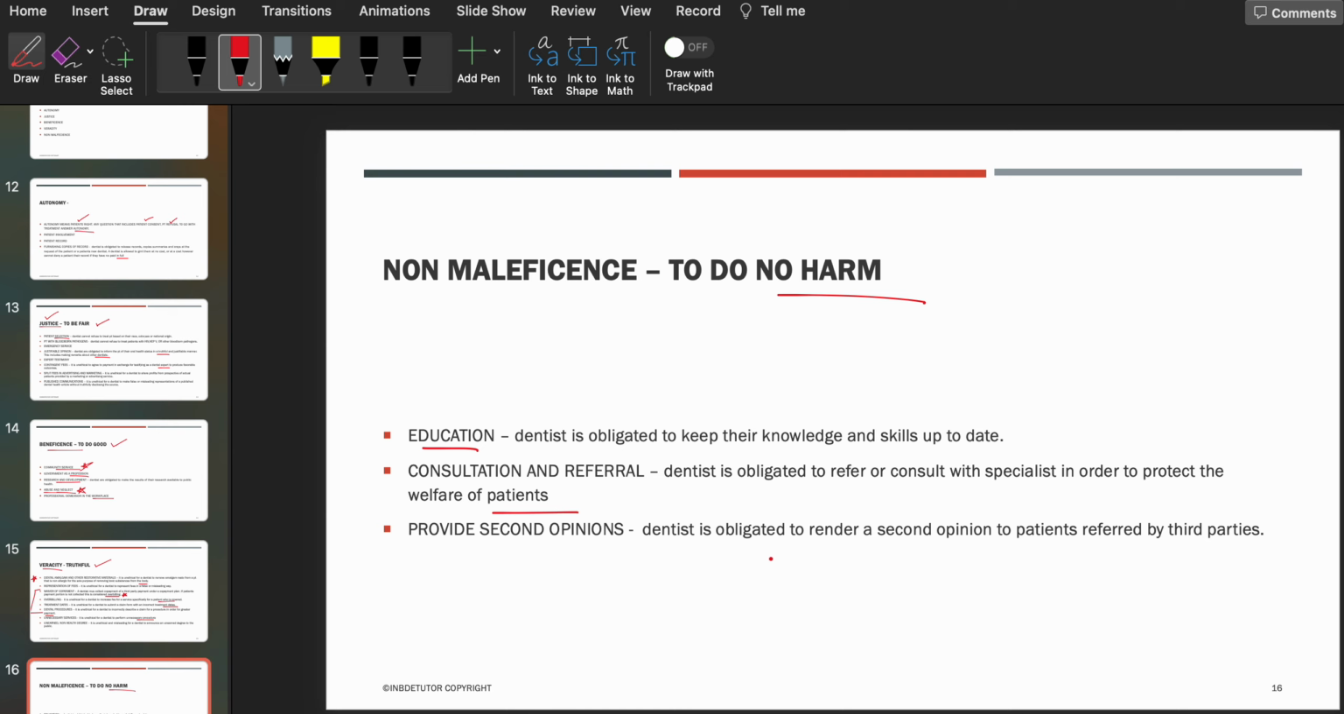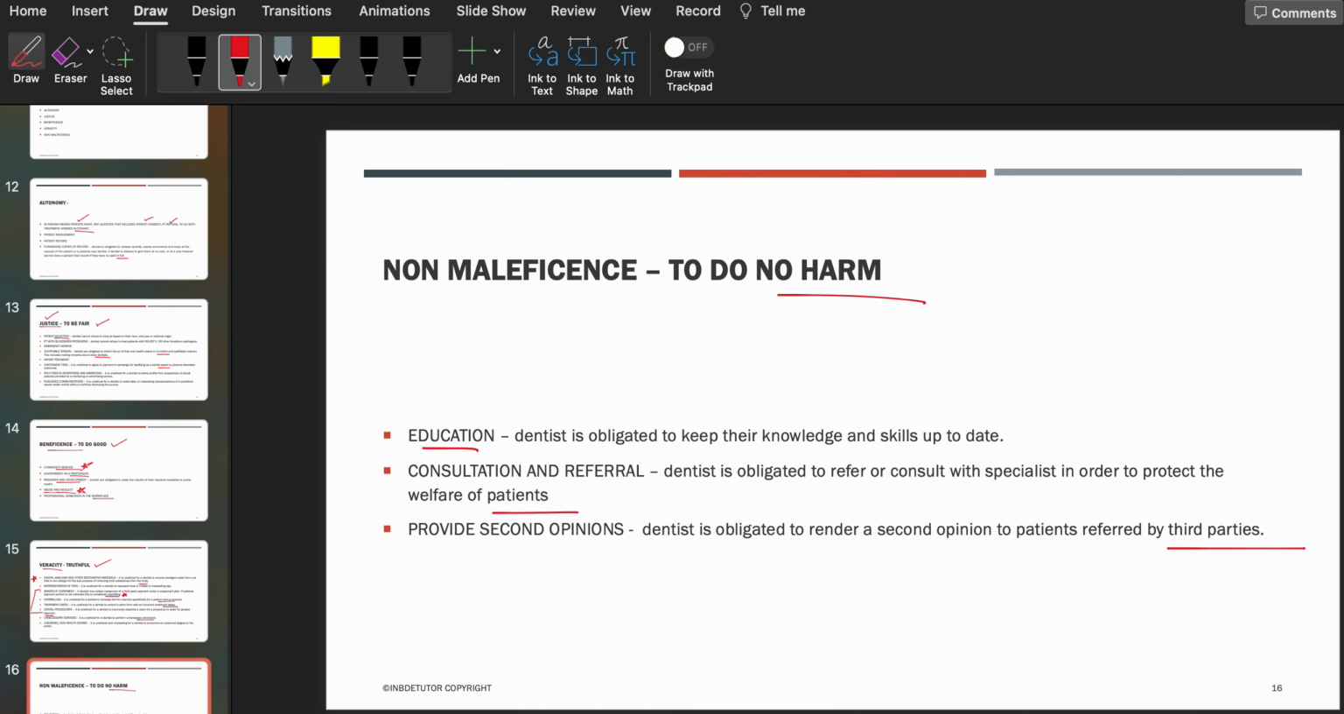Provide second opinion. Dentists are obligated to render a second opinion to patients referred by third parties. So if I am referring a patient to you, you are not supposed to give a second opinion like, you could have done better, the work that I've done is not good and you could have done it better. No, you cannot give such opinions. So this was all for today, guys, about ethics.